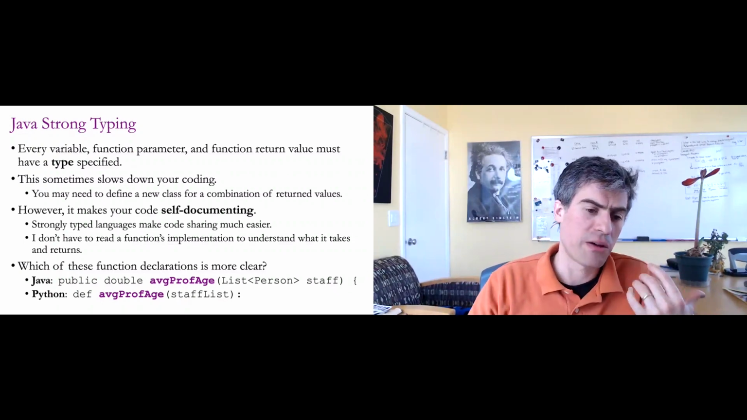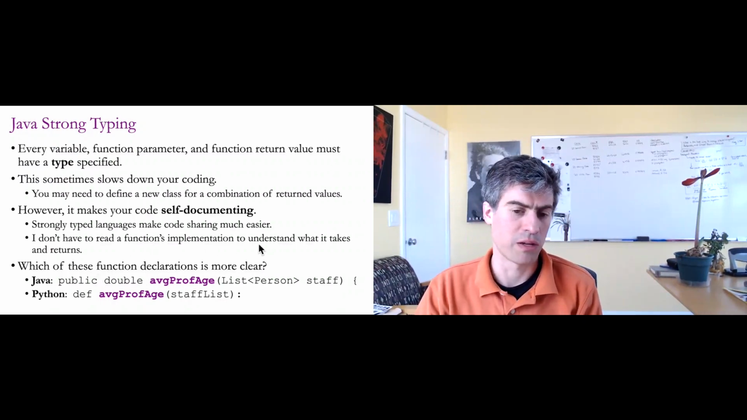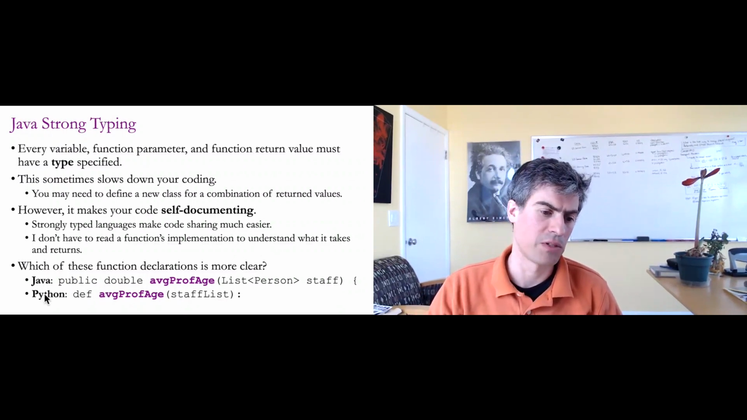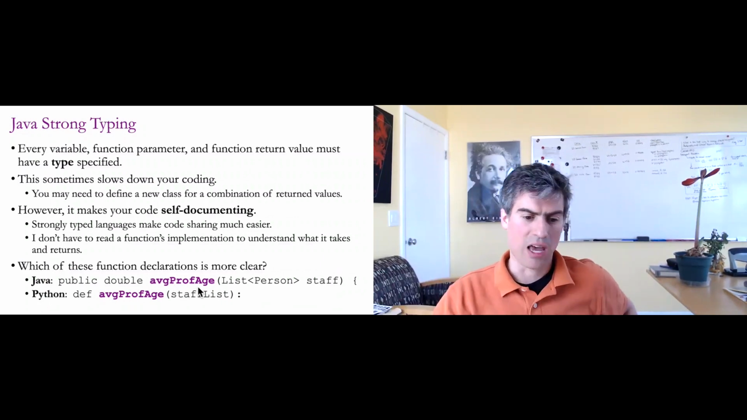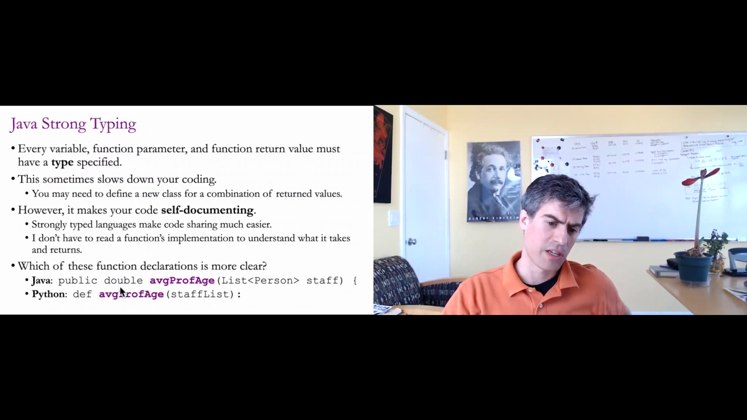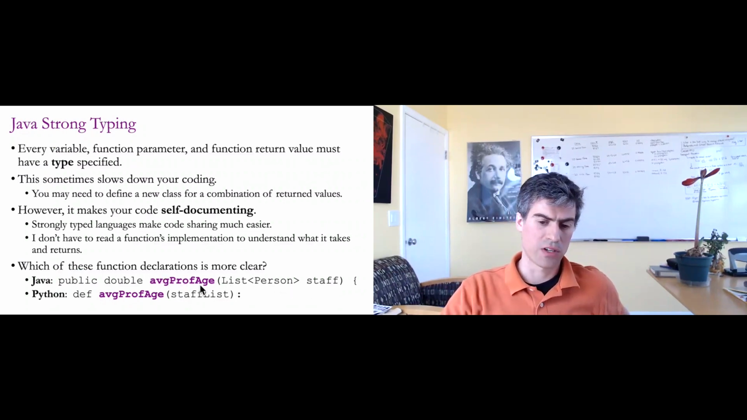So with a Java function, I don't necessarily have to read the implementation to understand what goes in and what comes out of it, because the function declaration more clearly says that. So here I have an example with two different versions of the same function that I defined in the previous slides. This is average professor age. For the Java version, the difference is I have explicitly listed double as the return type. So I know that it returns a double. And I know that it takes in a list of person objects. So if I'm going to use this function, it tells me what I need to provide and what I'm going to get back.